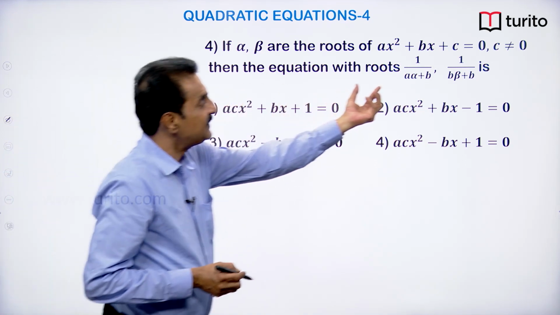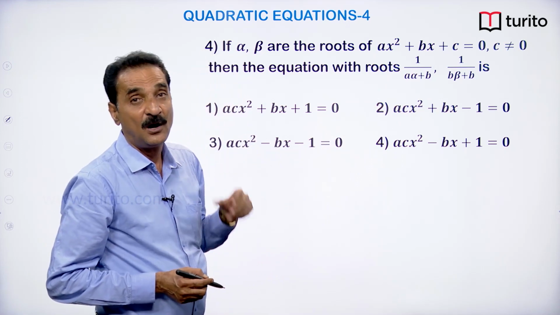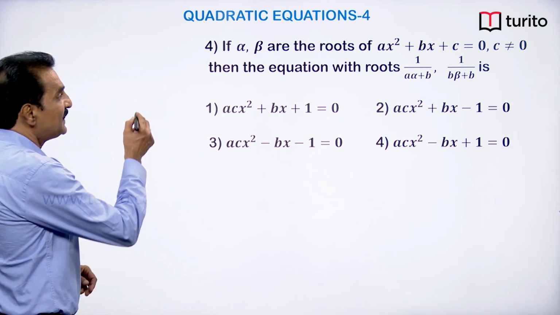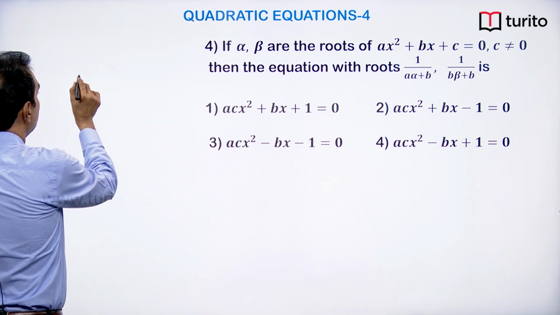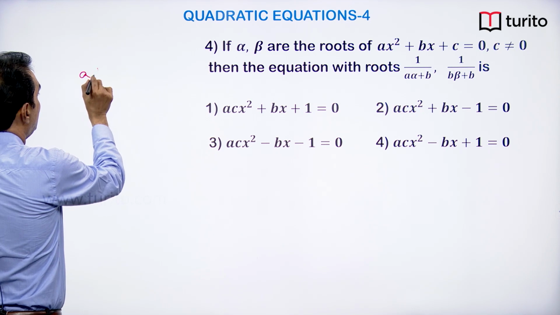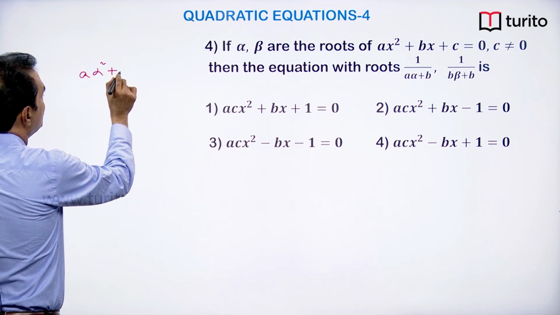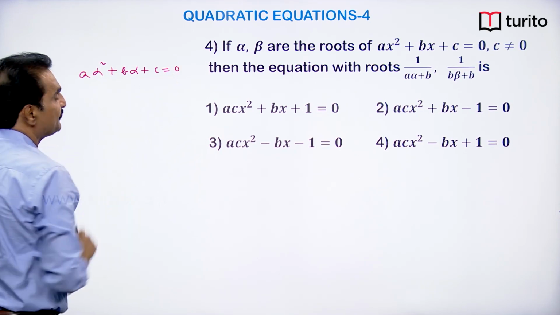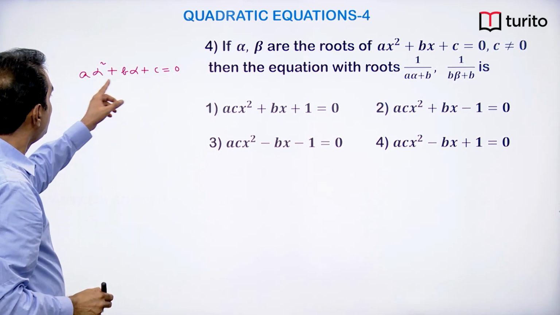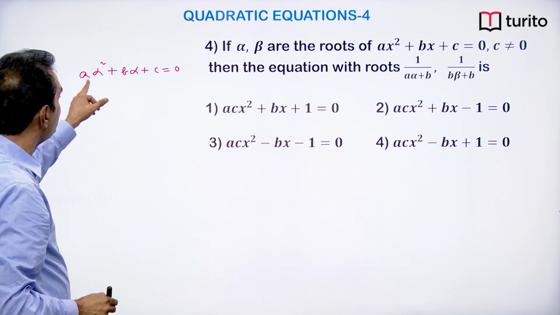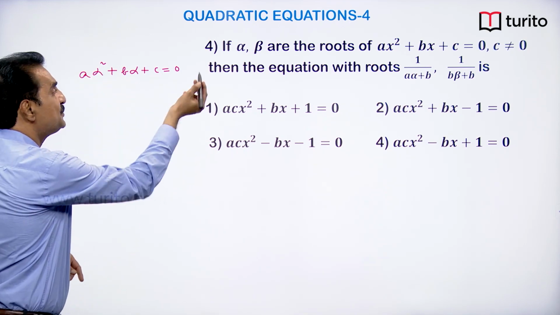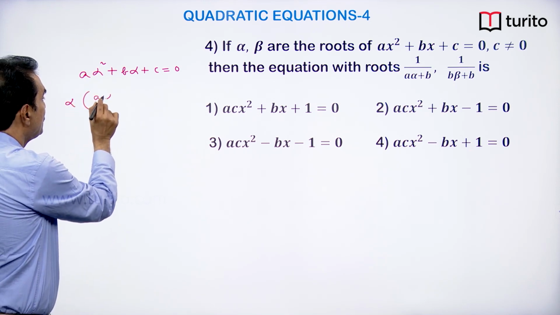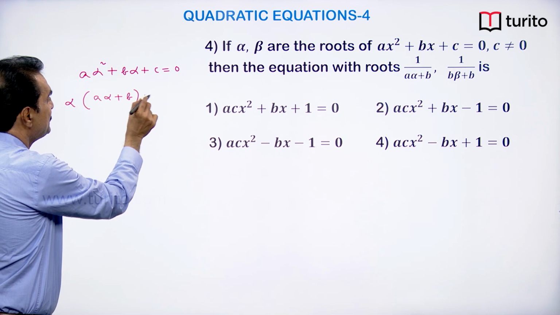We can simplify the transformed roots. How? Alpha is the root of the given equation, no? So, alpha satisfies the given equation, a alpha square plus b alpha plus c is equal to 0. From this, take alpha common from the first two terms and take c to right hand side. Then you will get alpha into (a alpha plus b) is equal to minus c.